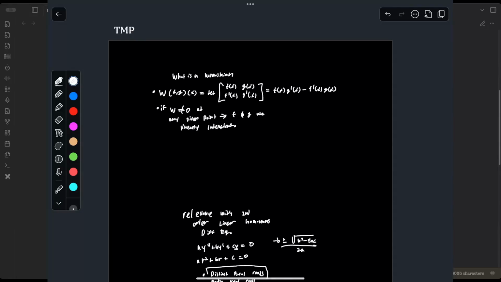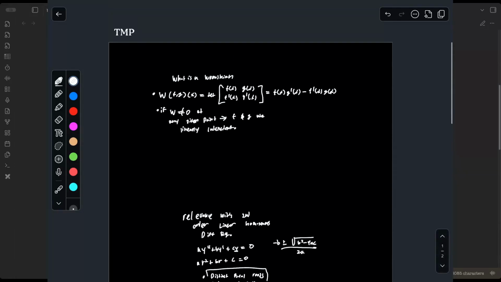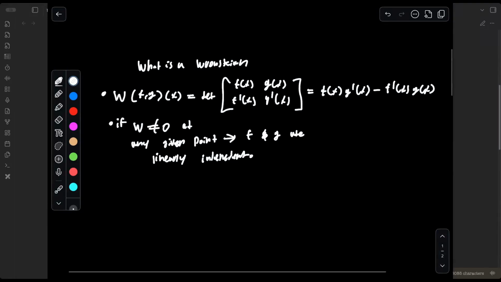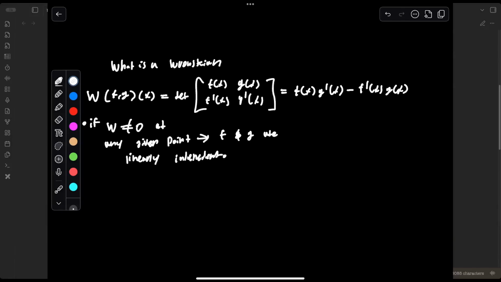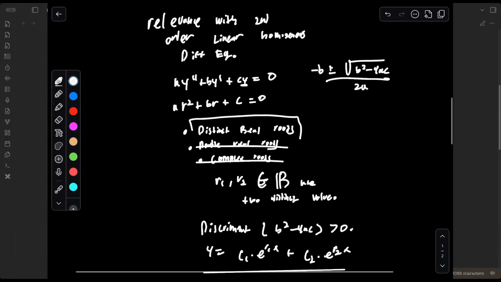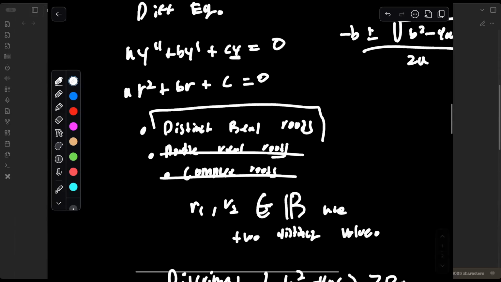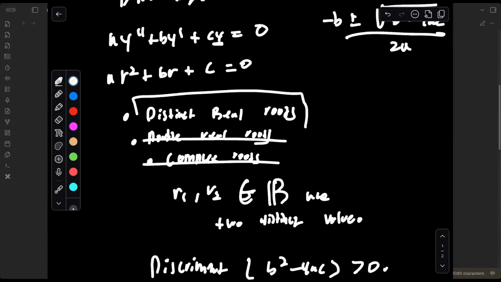Now the third step is bridging these two together. We know what a Wronskian is: we have this determinant, this matrix, and that equals f of x, g prime of x minus f prime of x, g of x. We also have the relevance with the second order linear differential equation, and we're focusing on the first case, or theorem, which is only distinct real roots.